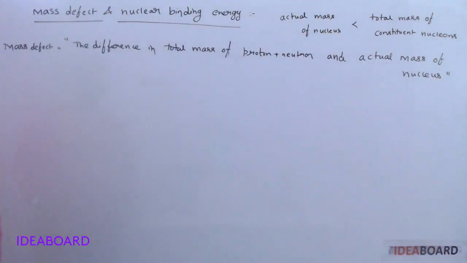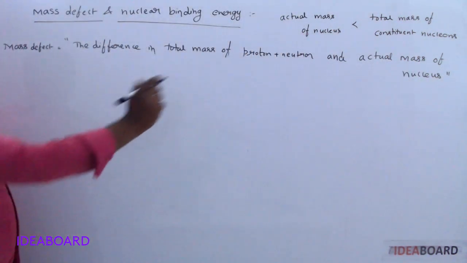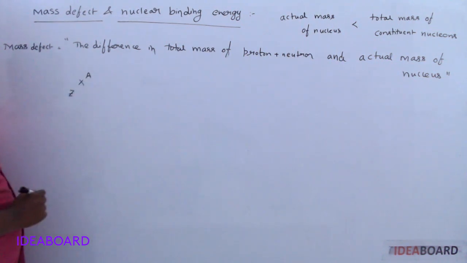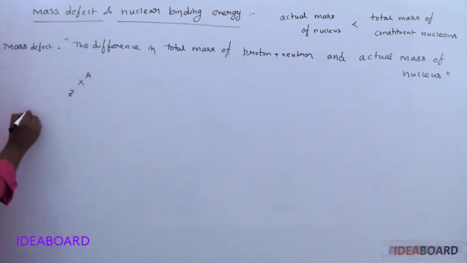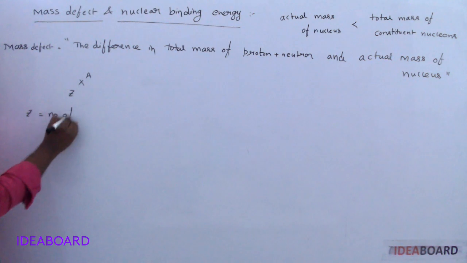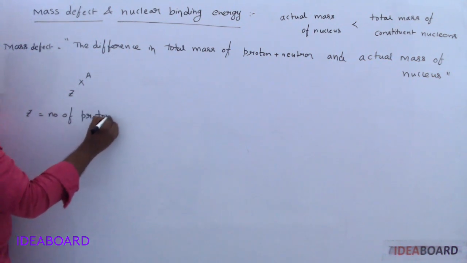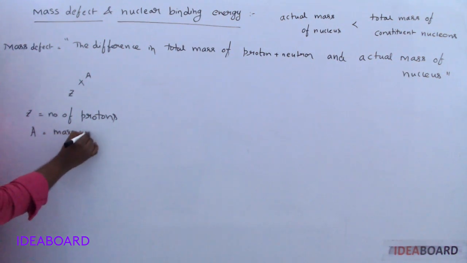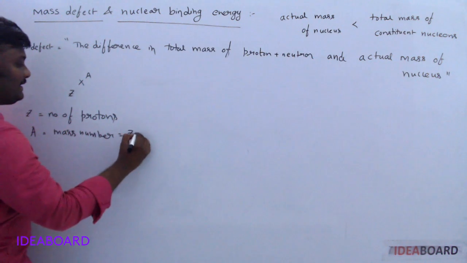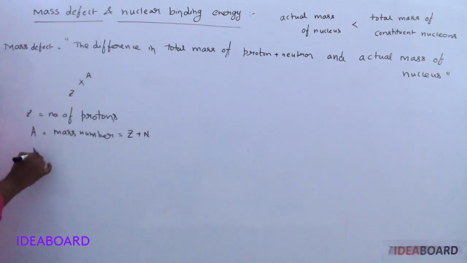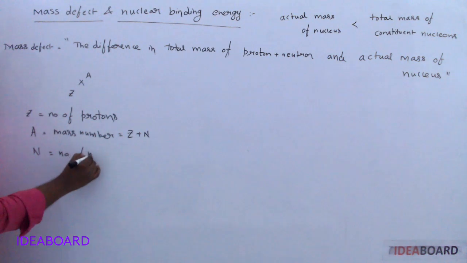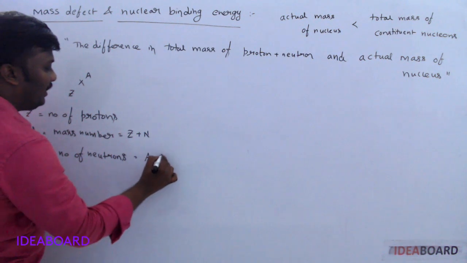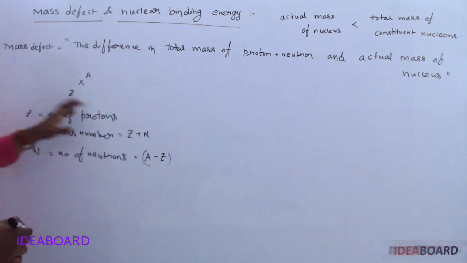of the nucleus. So in order to get the formula for the mass defect, let us take one element X with Z and A. Here, what is Z? Z indicates the number of protons, and A indicates the mass number. Mass number is nothing but Z plus N. So if you want only the number of neutrons, then what is the N value? A minus Z. So these are the numbers.